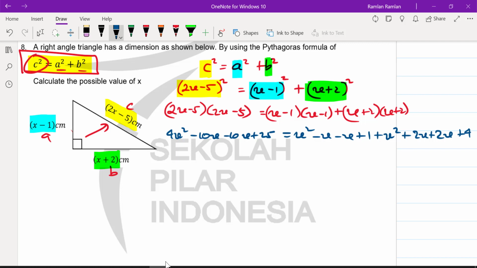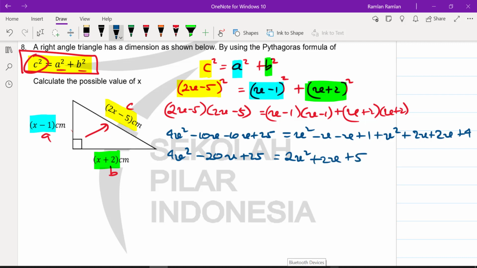Now I'm going to simplify. The left side will be 4x squared, and then minus 20x, combining these two, and then plus 25, and then equals x squared, this one and this one, and then minus x plus 2x. Then the last one is plus 5.